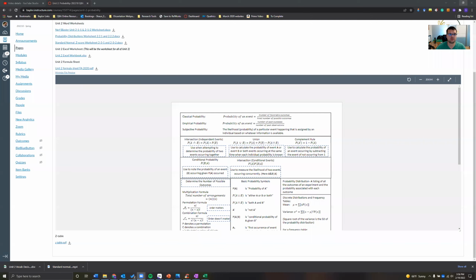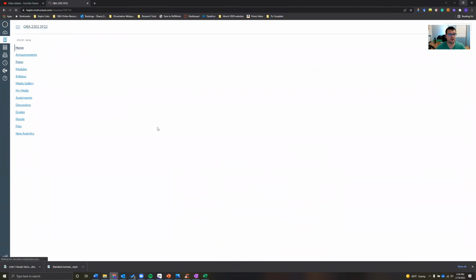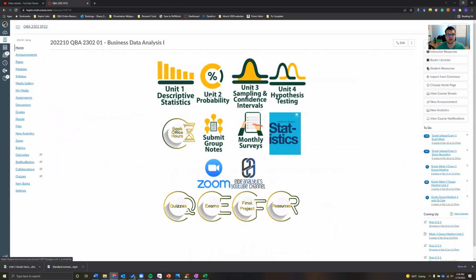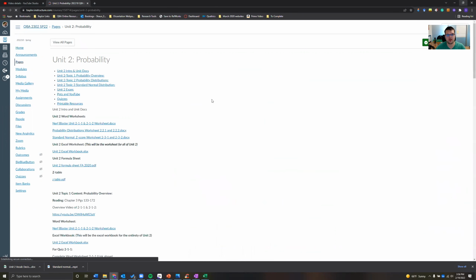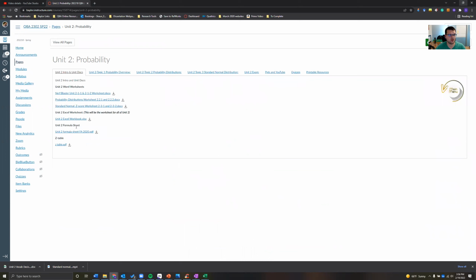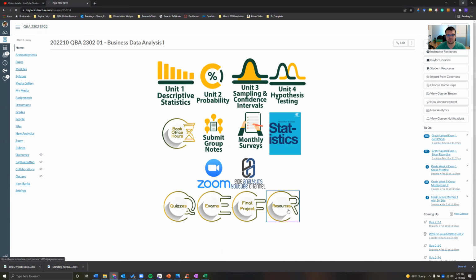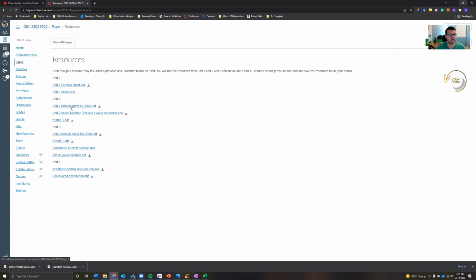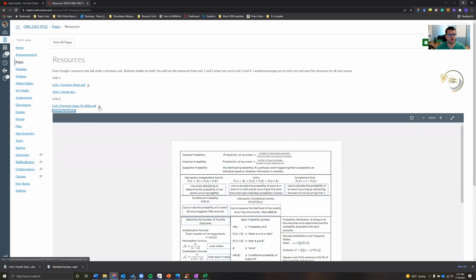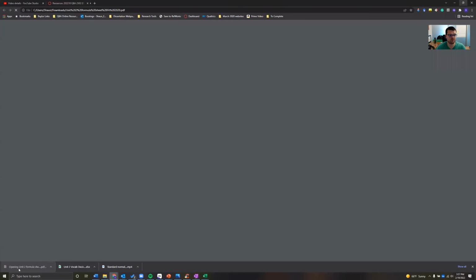We're going to start with where it is. It's in a couple different places. First of all, if you go to Unit 2 probability, you can download it from the Unit 2 formula sheet. The other place where it is, if you go down to resources, right down here, you can click on Unit 2 formula sheet. So we're just going to go ahead and download that, and I'm going to open it up.